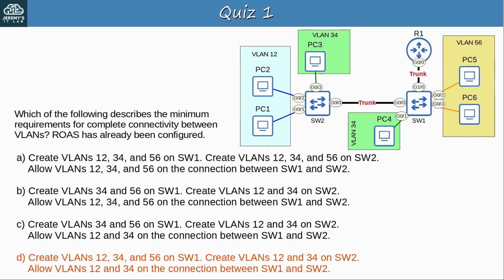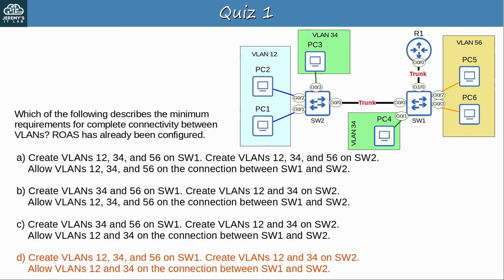Switch 1, on the other hand, does require VLAN 12, even though no hosts in VLAN 12 are connected to switch 1. That's because switch 1 is connected to R1, and traffic in VLAN 12 must reach R1 for inter-VLAN routing. Only VLANs 12 and 34 need to be allowed on the connection between switch 1 and switch 2 because, once again, traffic in VLAN 56 will never have to travel across that link to switch 2.